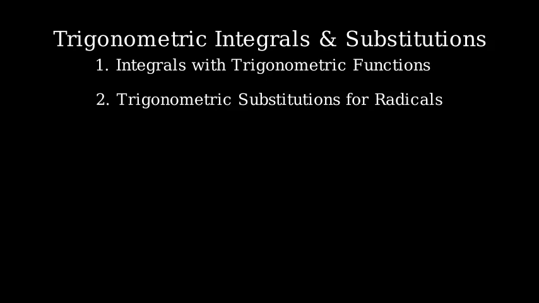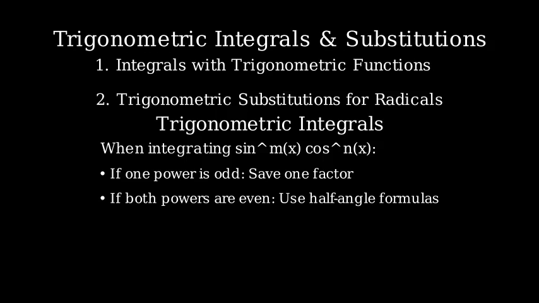Let's start with integrals involving trigonometric functions. When we encounter integrals with powers of sine, cosine, tangent, or other trigonometric functions, we need to use specific strategies based on the powers of these functions. For products of sine and cosine, we have two main approaches. If one of the powers is odd, we save one factor for substitution. If both powers are even, we use half-angle formulas. Let's work through an example to see how these strategies apply.